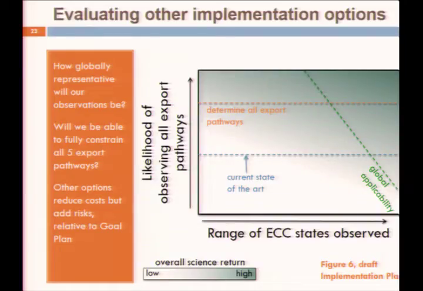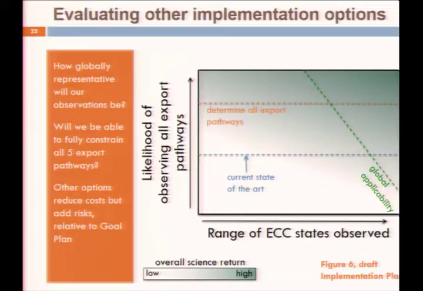So we wanted to think about ways of evaluating these different options in terms of the science return and the risk to the science goals of EXPORTS. So the science definition team came up with this, what we're calling a trade space. I think maybe engineers call it that too, I don't know. But we're basically going to plot our different implementation options on this scale here.